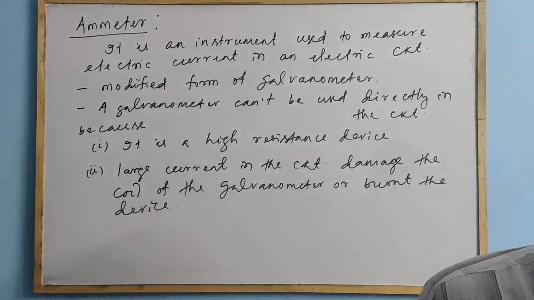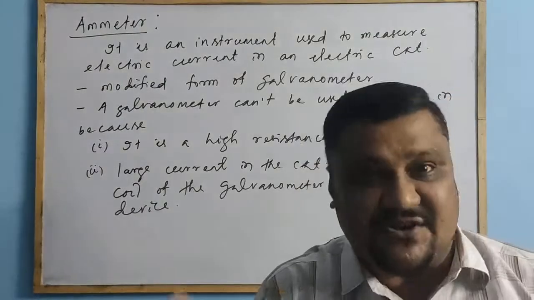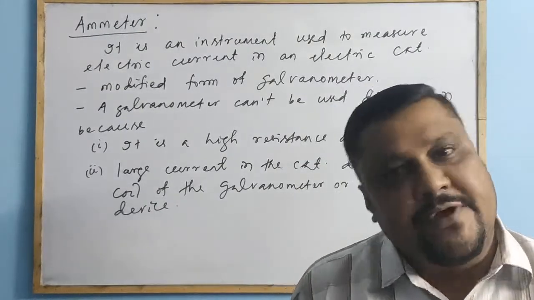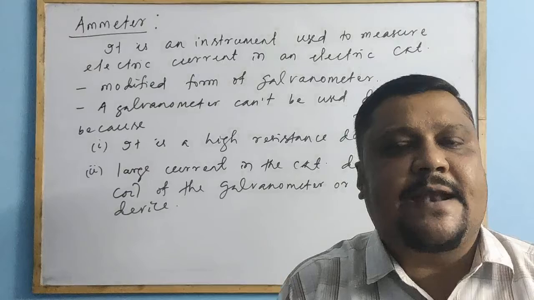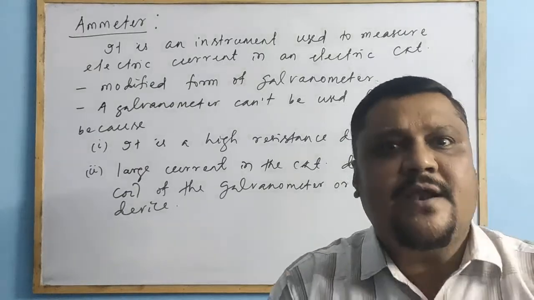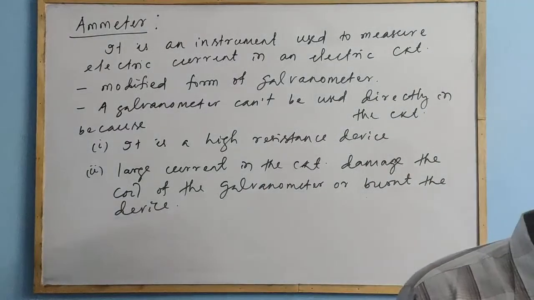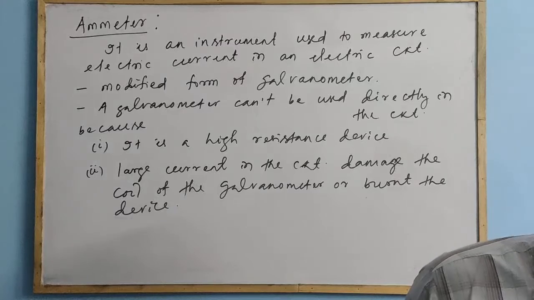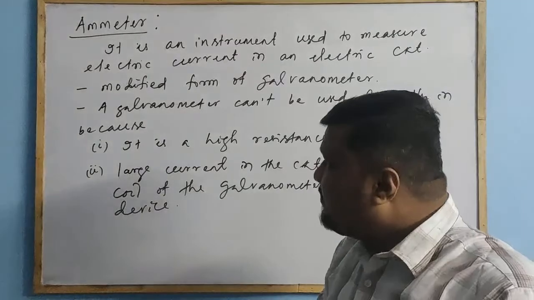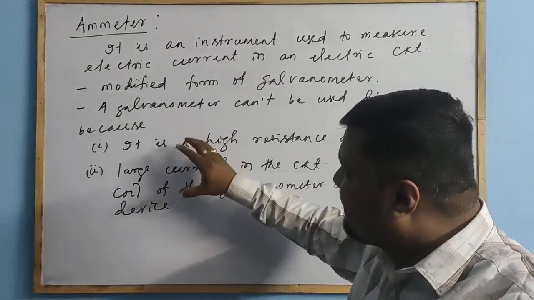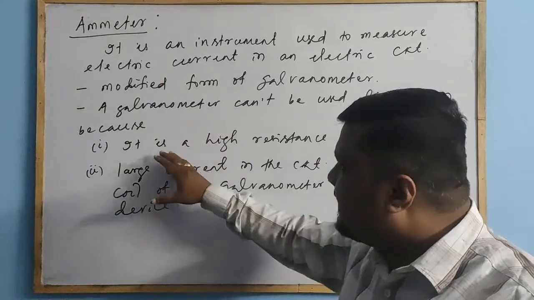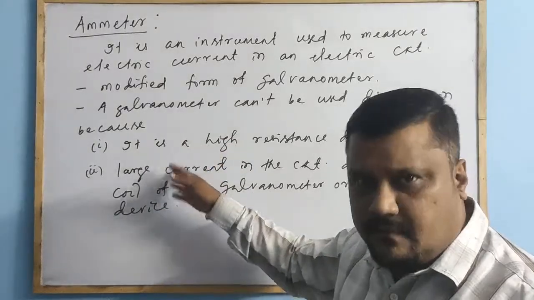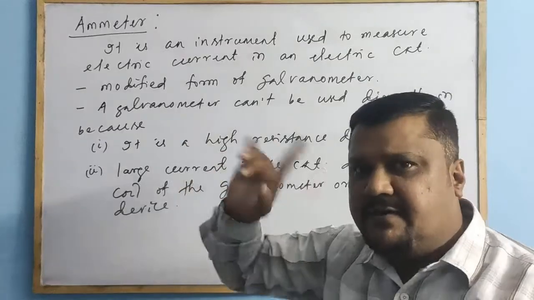Okay. So now the question comes. For measuring the current in the circuit, we use an ammeter. Directly we cannot use the galvanometer. And the ammeter is the modified form of the galvanometer. So practically, the galvanometer is not directly used.